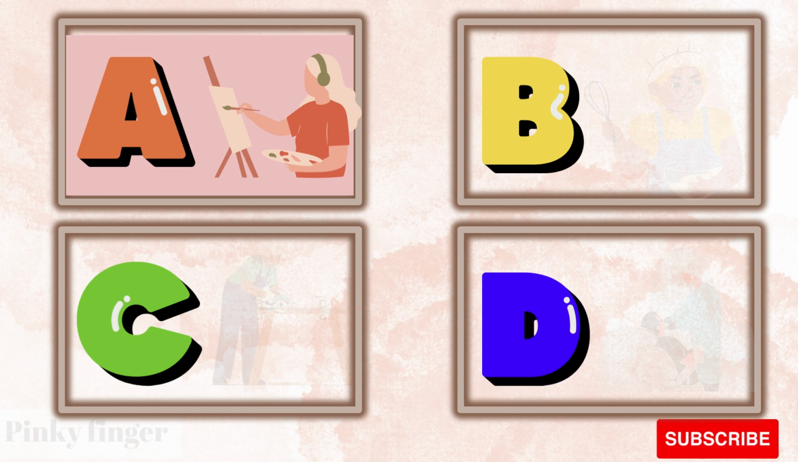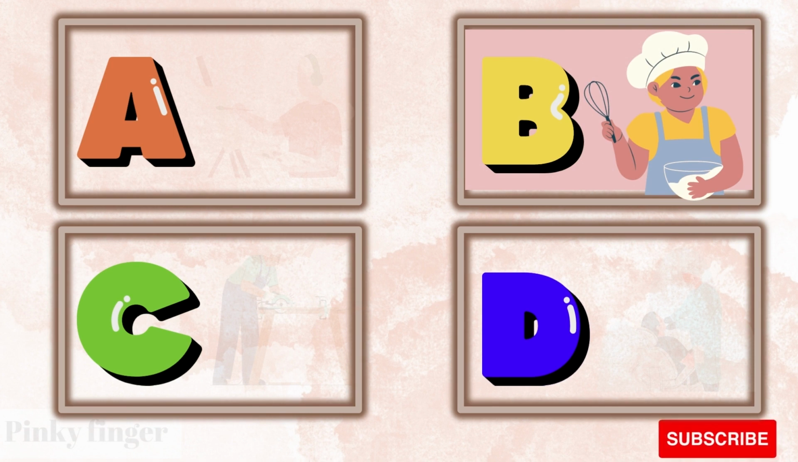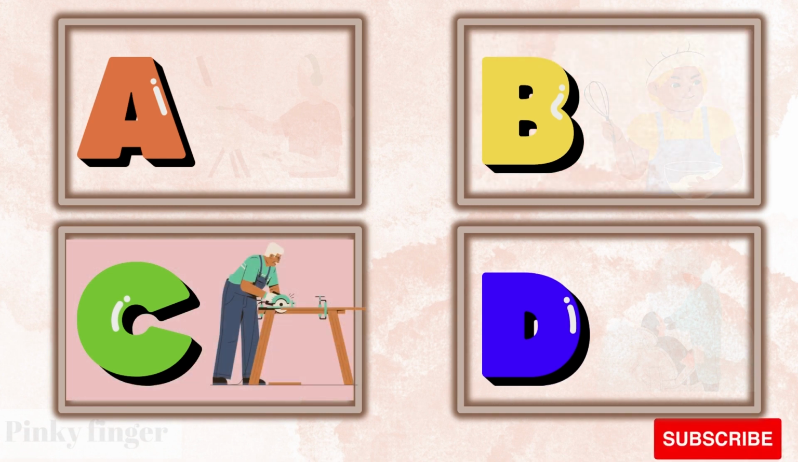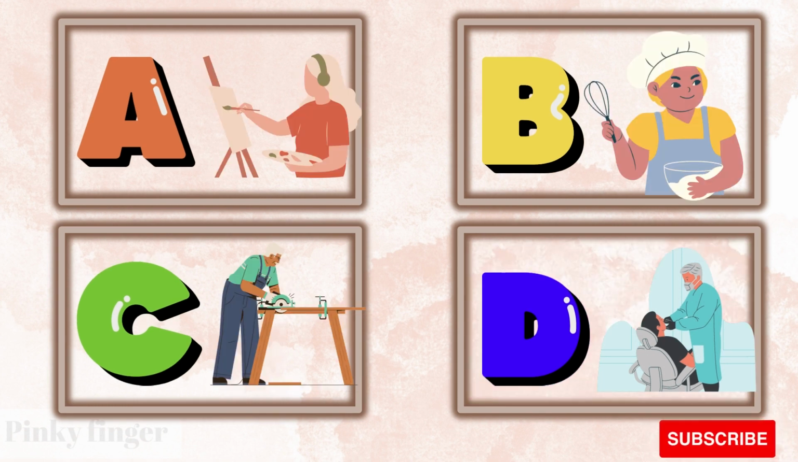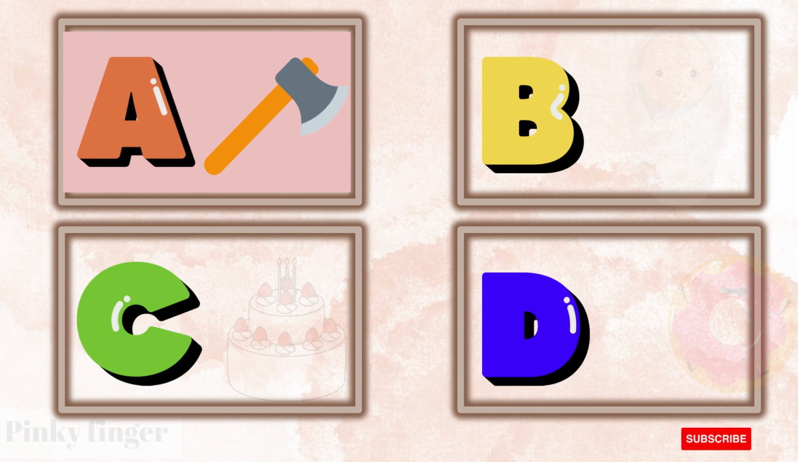A is for artist. B is for baker. C is for carpenter. D is for dentist. A is for artist. B is for baker. C is for carpenter. D is for dentist.